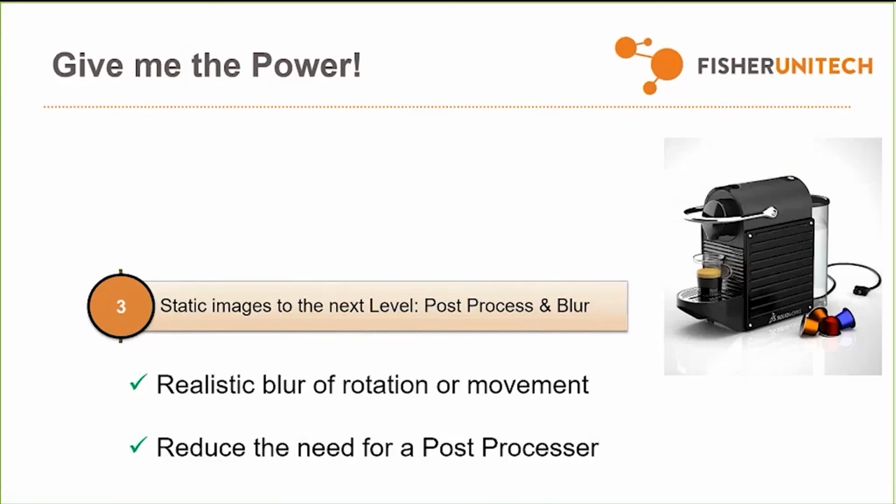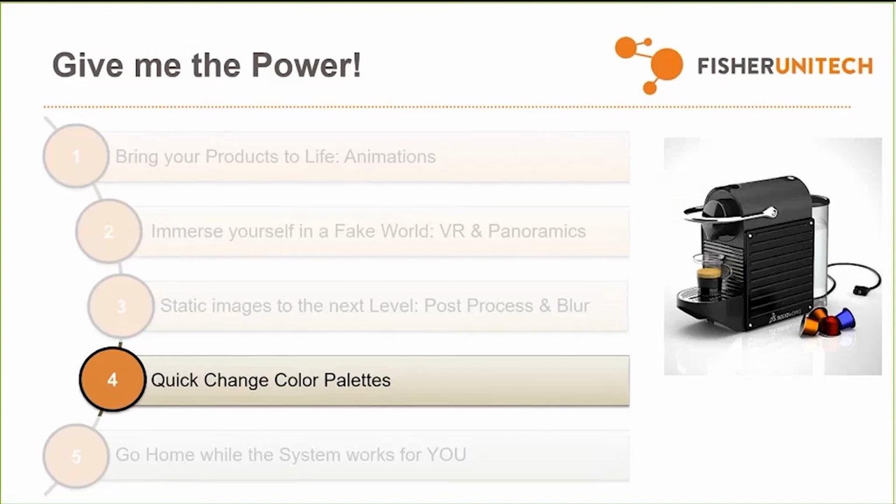Okay, so again, you saw what that realistic blur of rotation looks like. You can do it for movement, and ultimately this could potentially reduce the need for a post-processor like your Photoshops. Obviously you can't really remove colors or do anything like that from it, but if you're just trying to highlight what things are looking like or add vignettes, this can cut back the need for additional software there, right?